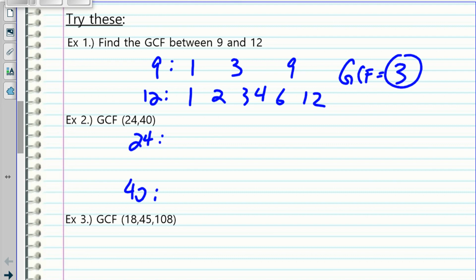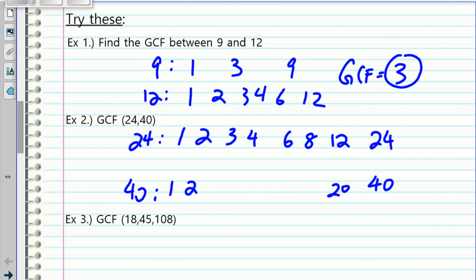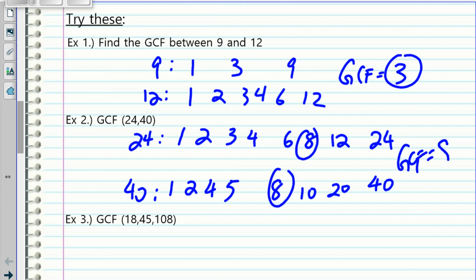All right, next, 24 and 40. So 1 times 24, 2 times 12, 3 times 8, 4 times 6, 5, no, 6 is times 4, 7, no, 8 times 3, yep, okay. And 1 times 40, so these are for you to try, okay? 2 times 20, 4 times 10, 5 times 8, 6, 7, 8 times 5, yep. Now, what's the largest number that they both share? That's correct, 8, all right? So the greatest common factor is 8.